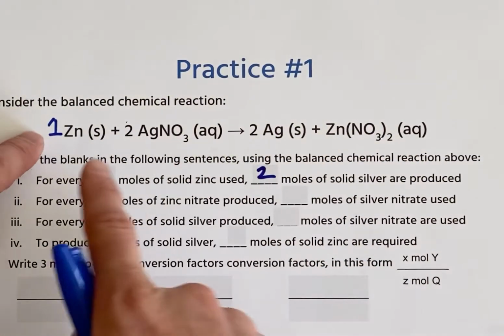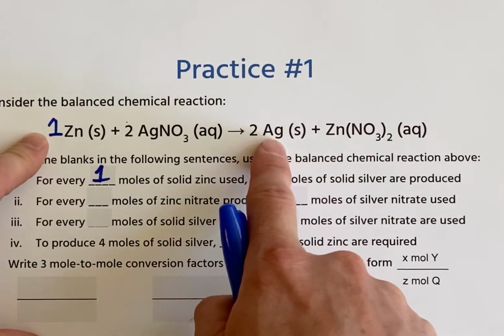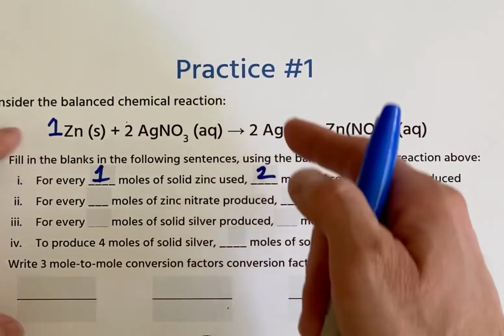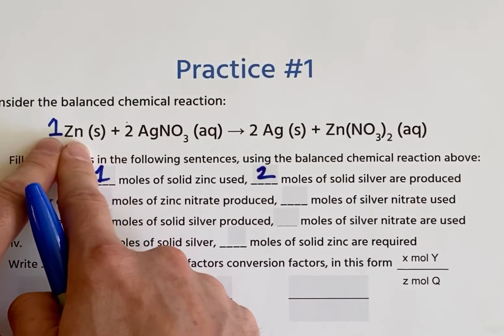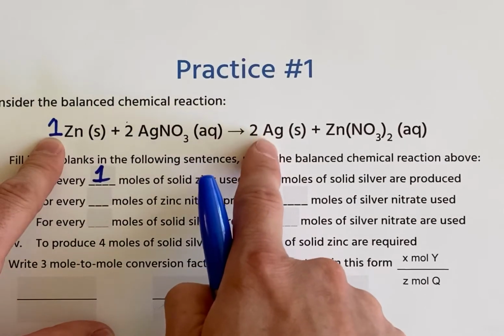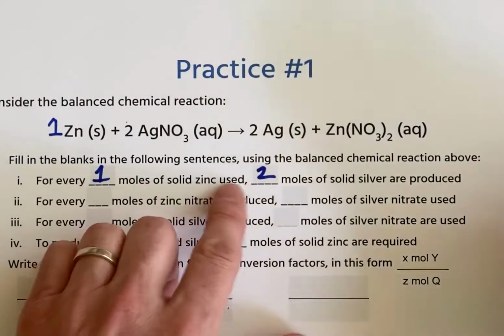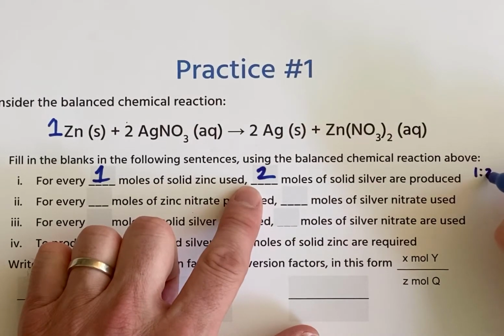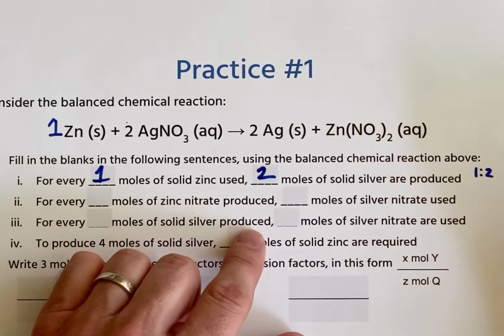So if you use 1 mole of solid zinc, you make 2 moles of solid silver. And every multiple of that's true. What if we use 2 moles of solid zinc? Then we'd make 4 moles of solid silver. So this 1 to 2 ratio is the same as 2 to 4 or 3 to 6. These are all the same ratios.